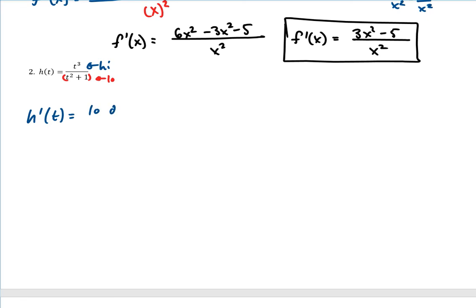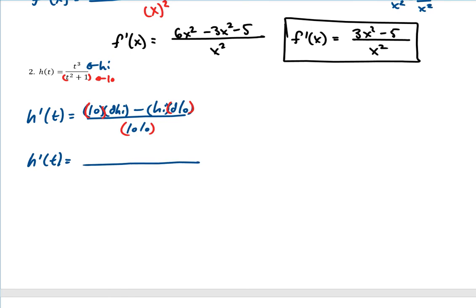So I'm going to write out the formula, my low d high minus my high d low all over my low low. And then from there is usually when I like to put in my parentheses. So low times the derivative of the high minus the high times the derivative of low. And if I'm using colors, let's go ahead and color code the lows, the low portions like that. Okay, and then now let's jump into doing the derivative.